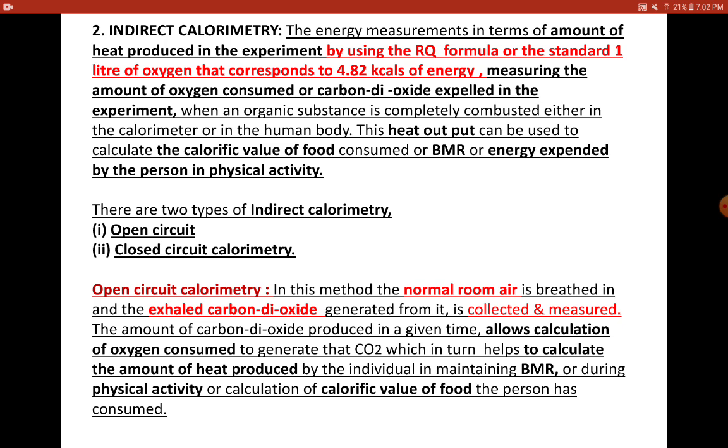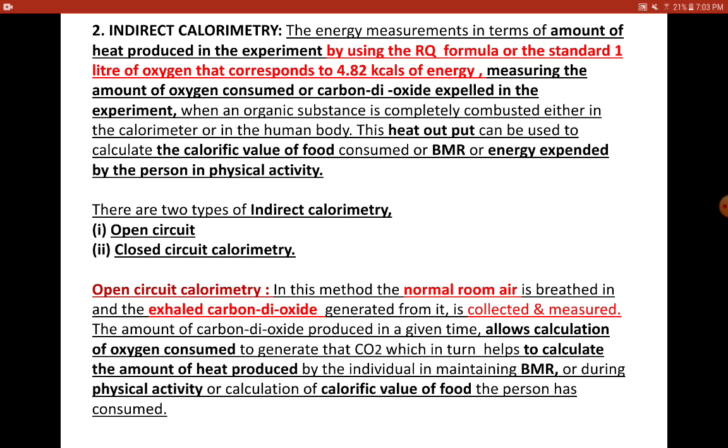So I'll just read it out. In this method, normal air is breathed in and exhaled carbon dioxide is collected and measured. The amount of carbon dioxide produced allows the calculation of oxygen consumed to generate that particular carbon dioxide, which in turn helps you to calculate the amount of heat produced. So out of this heat produced, you can calculate the BMR of the person, or you can also calculate the calorific value of food, or you can also calculate what amount of energy is spent by the person while doing any physical activity.